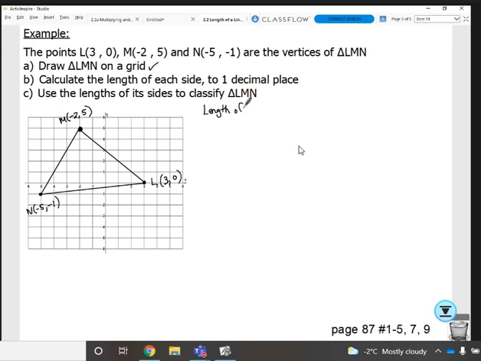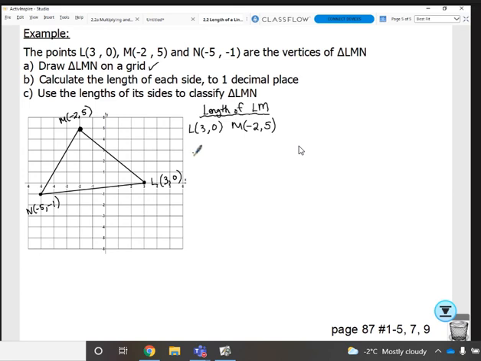So let's say length of LM. And what I like to do is restate the points of L and M. So here's L, it's 3, 0. And M is negative 2, 5. I restate them. I'll show you why.